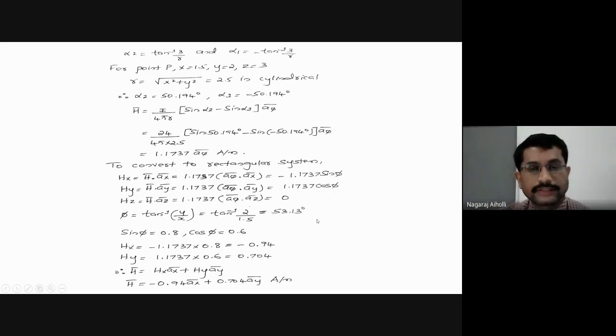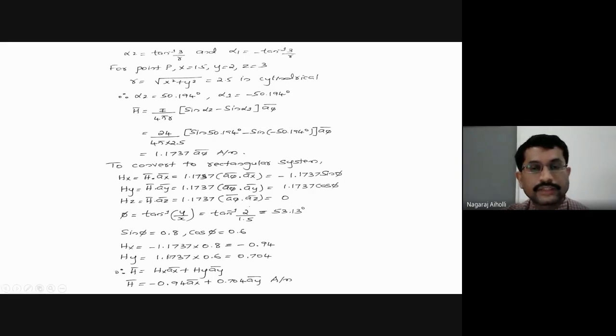Okay. Fine. 53.13 degrees. Now calculate sin phi and cos phi. Sin phi will be equal to sine of 53.13. That is, sine of 53.13 is 0.8. Similarly, cosine of 53.13 is 0.6. Substitute this sin phi and cos phi in the equations for hx and hy.